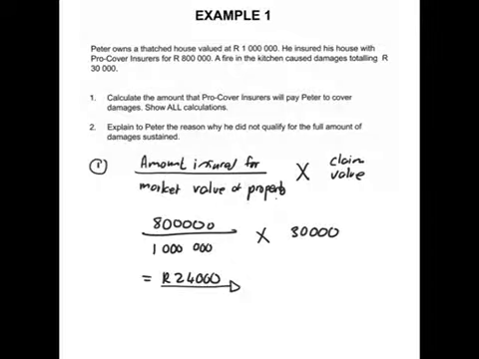Then the second question says, explain to Peter the reason why he did not qualify for the damages sustained. And your answer for that question is quite simple. He is underinsured. He did not have sufficient cover for his thatched house which had damages occurring to it. So he was not adequately insured, therefore he could not get the full claim. This leaves Peter in a position where if he fixes the kitchen, he will have to contribute 6,000 Rand out of his own pocket to replace all the damages that were done by the fire.